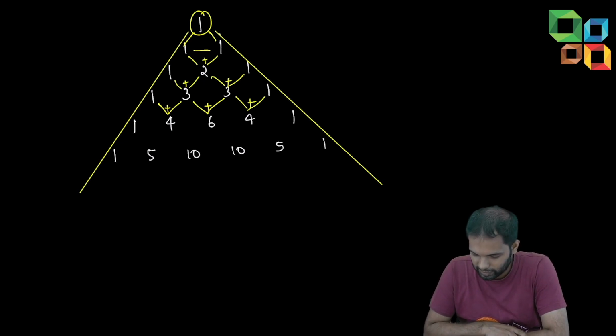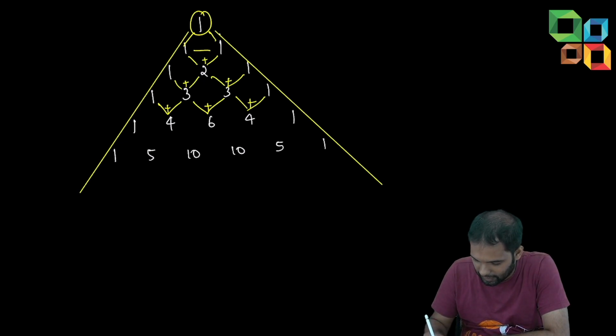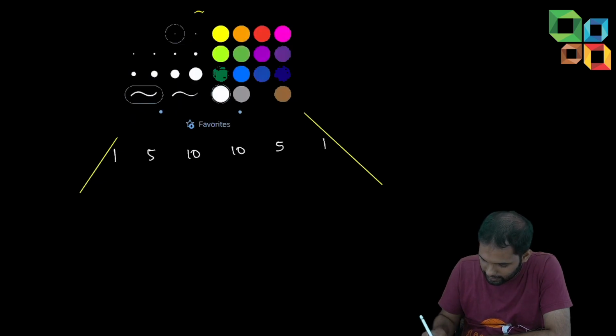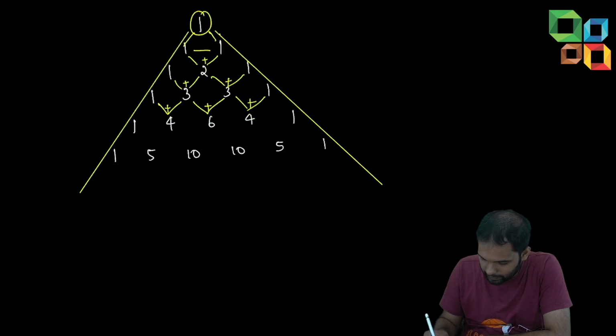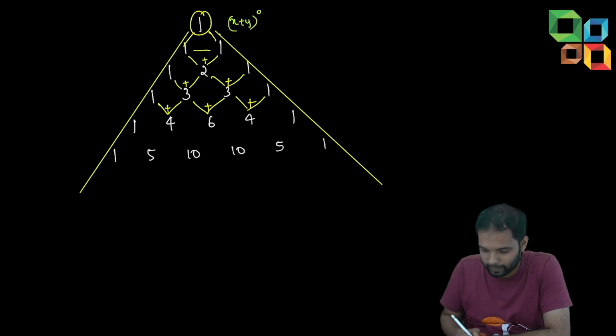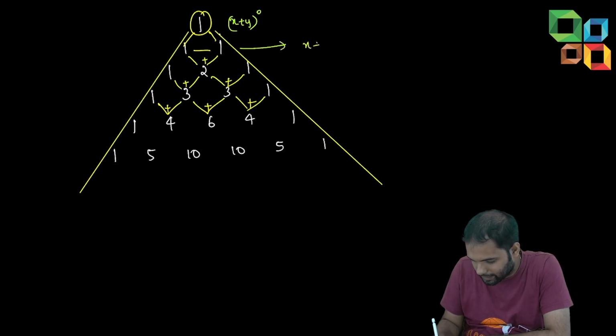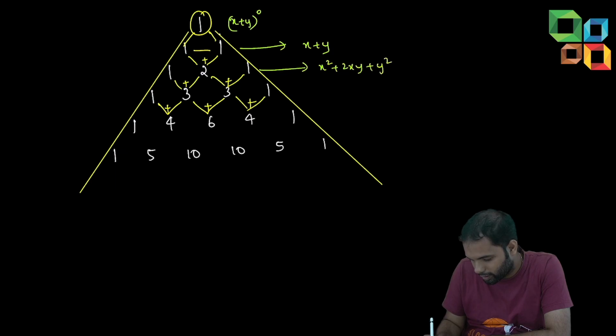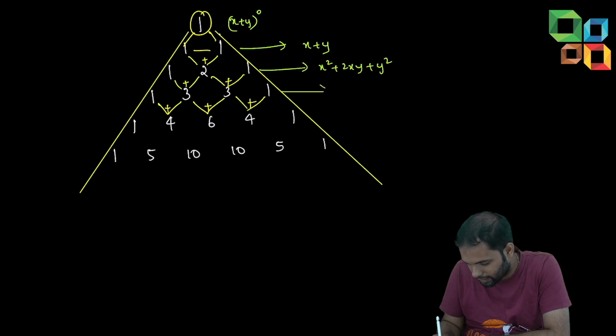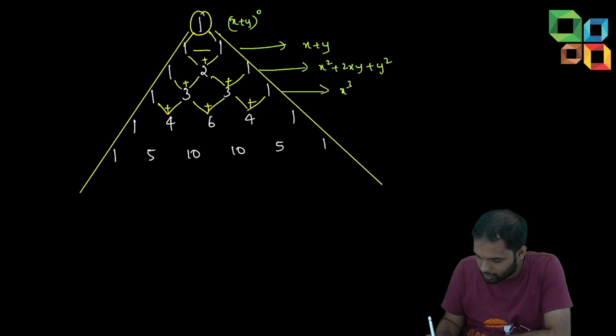Now, if you had noticed all the results till now, look at this. This is nothing but x plus y whole power 0. So look at this term. This is nothing but x plus y. Here, it's x square plus 2xy plus y square. Look at the numbers and the coefficients, they're matching something, right? Here again, we would have x cube plus 3x square y plus 3xy square plus y cube.